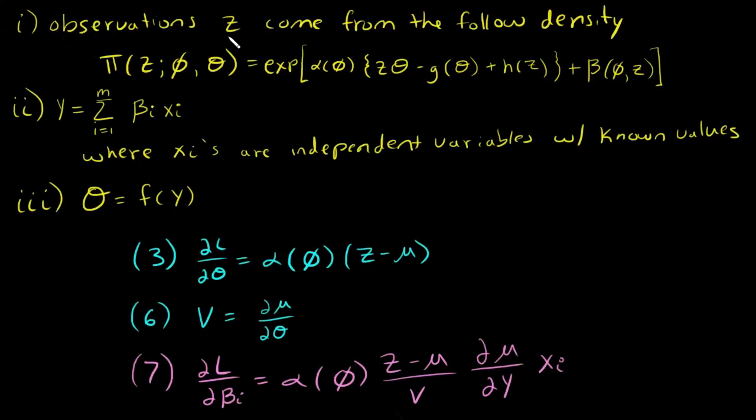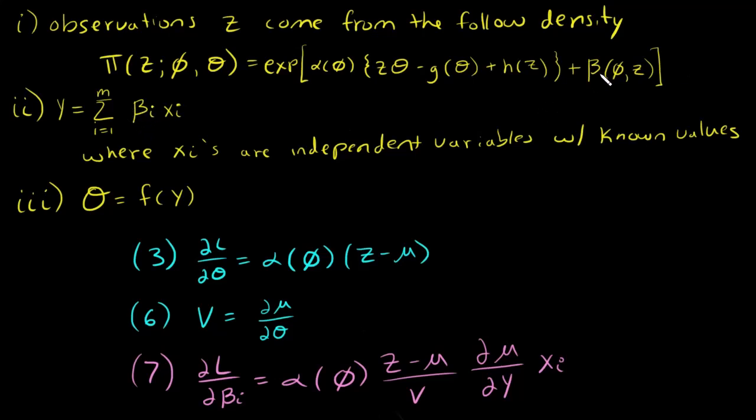All right. So observation Z come from the following density. Don't forget this is the exponential family distribution, and this is basically the layout of GLM. We have these observation Z from the exponential family distribution. We have Y, which is the sum of some unknown parameters beta sub I times these independent variables xi, where the xi values are known and observed. They're independent variables.